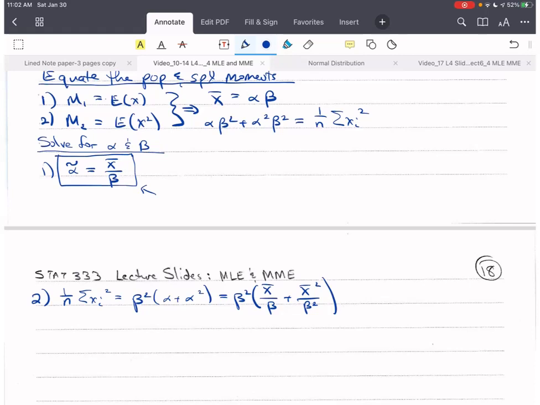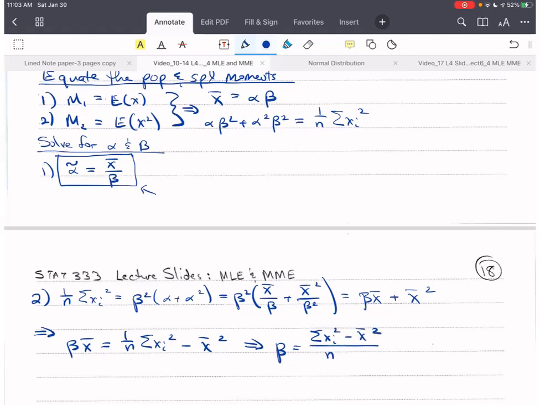Okay? And so now we multiply through by beta squared, and we end up with beta x bar plus x bar squared is equal to m2. So now we can solve for beta. We only have one beta in here, so we can isolate it. So this implies that beta x bar is equal to 1 over n sum of xi squared minus x bar squared. And this implies that beta is equal to sum of xi squared minus x bar squared over n x bar.